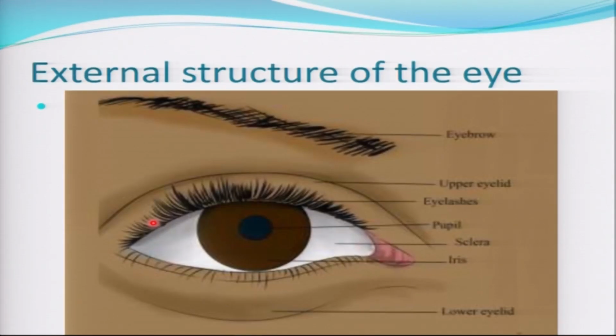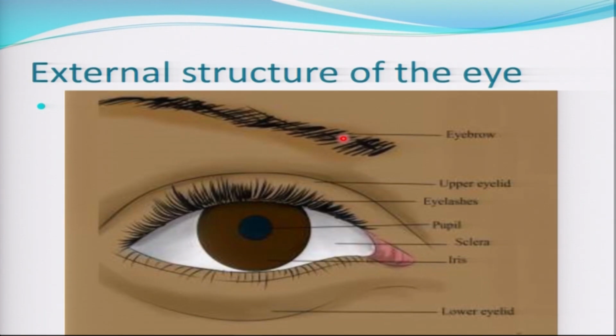Now, this is the external structure of the eye. What do you see here? On your screen, these are called eyebrows. They help prevent sweat from entering the eyes when you are sweating.